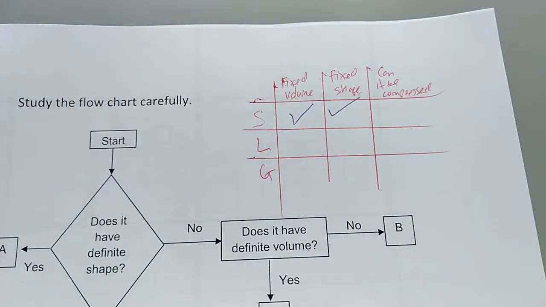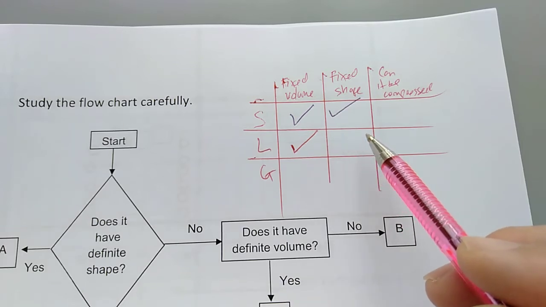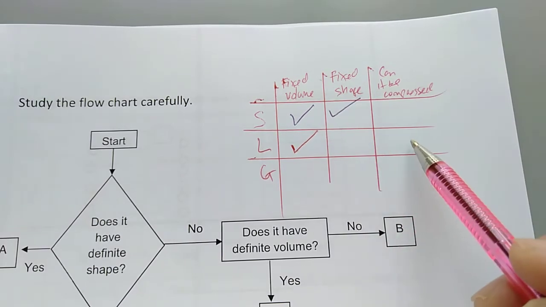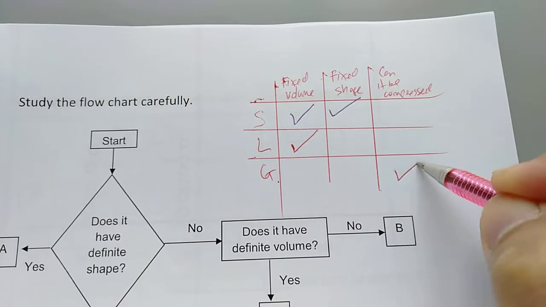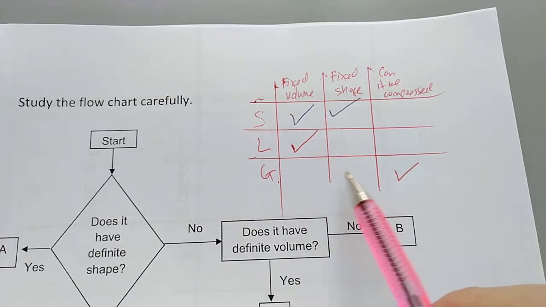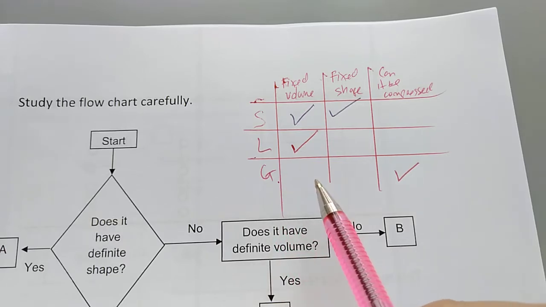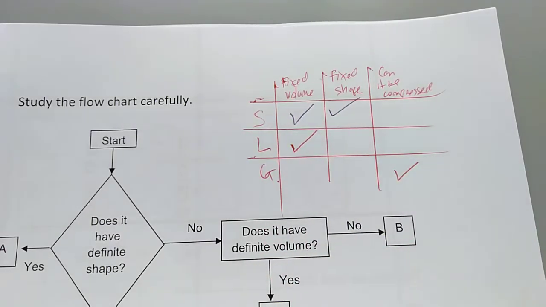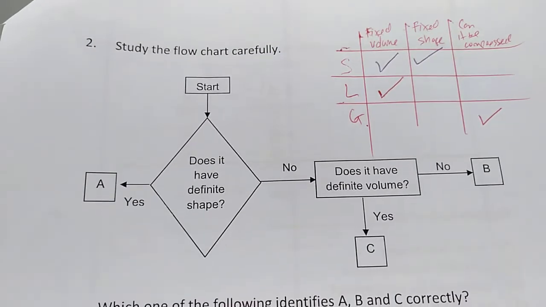So it's a solid. For liquid, well, the amount of space it occupies is the same, so fixed volume. But the shape of the liquid is not fixed. It's dependent on the shape of the container. And liquid cannot be compressed. Gas is the only one that can be compressed. It has no fixed shape and no fixed volume. But it can be compressed, and gases will occupy the shape of the container. So this is a basic quick revision of your 3 states of matter and certain properties or characteristics.